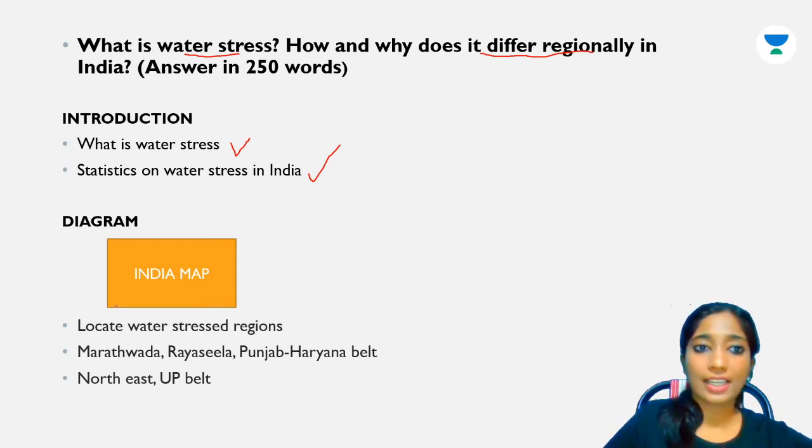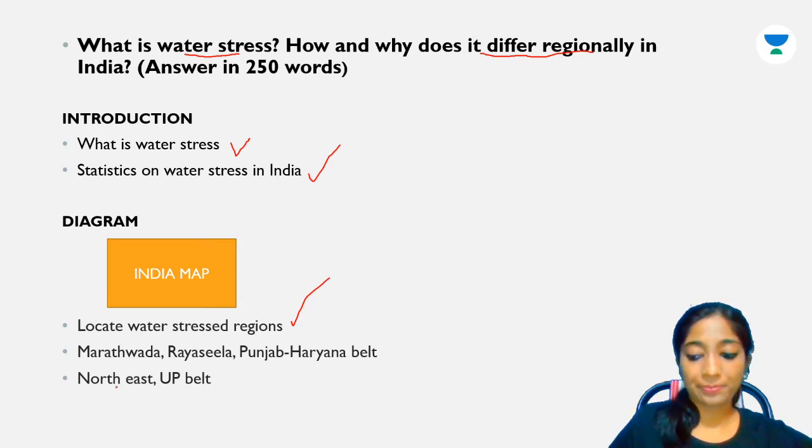And then comes the diagram part. In the diagram, draw the India map. Locate all the water stressed regions like Marathwada, Rayalaseema, Punjab Haryana belt, Northeast, etc.